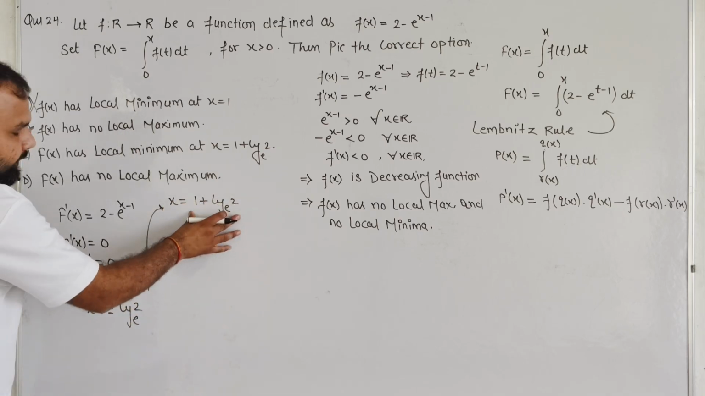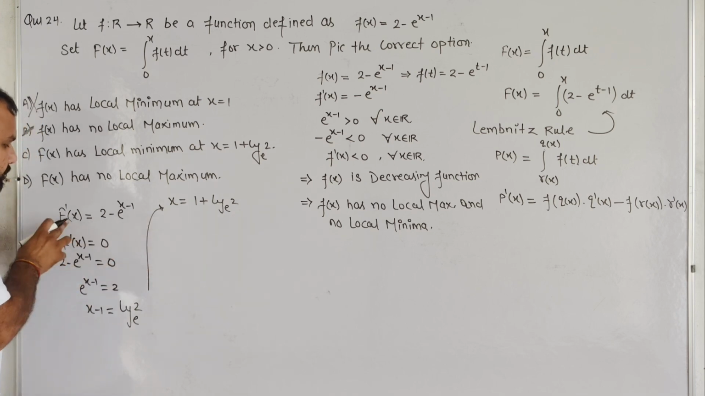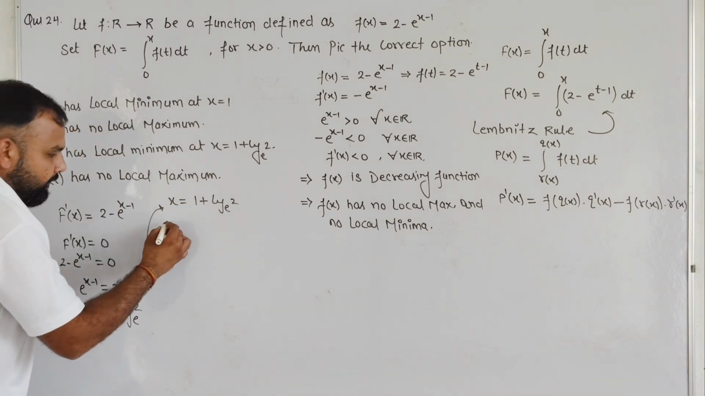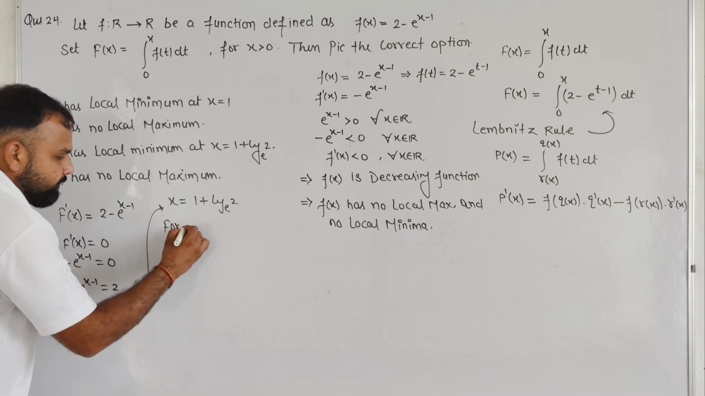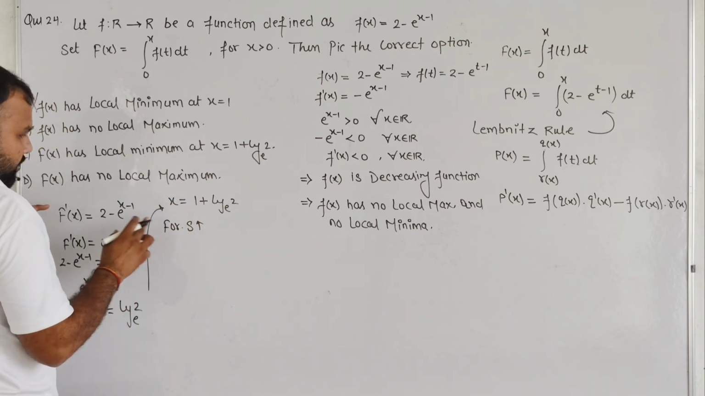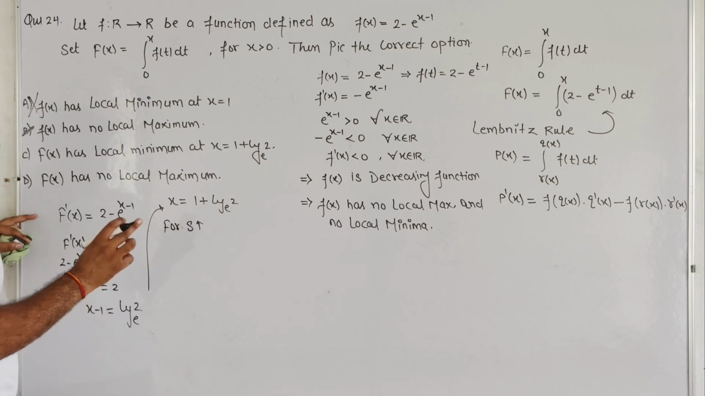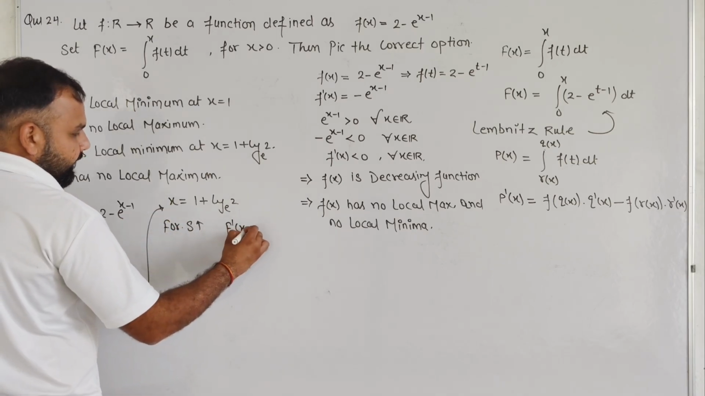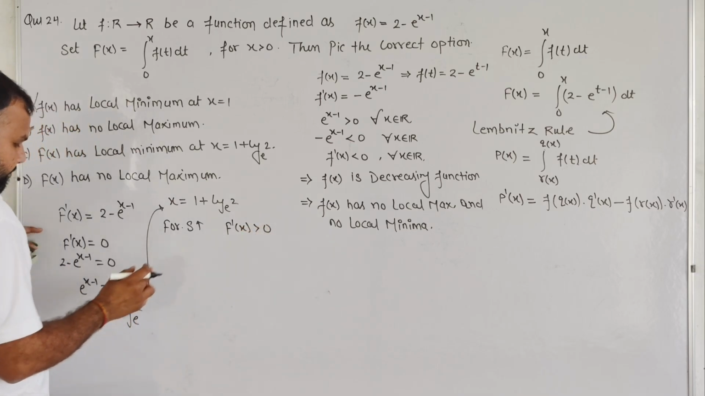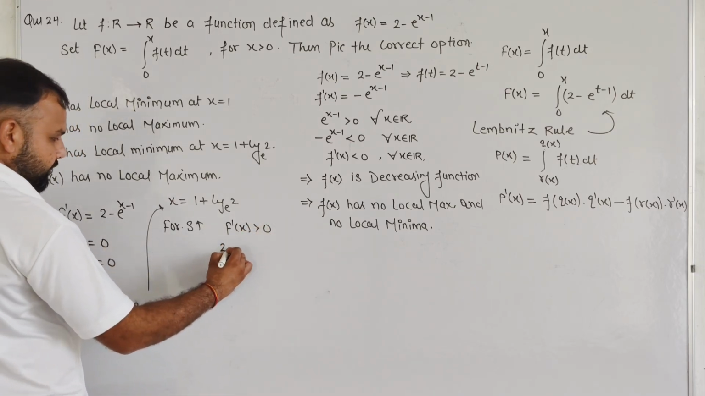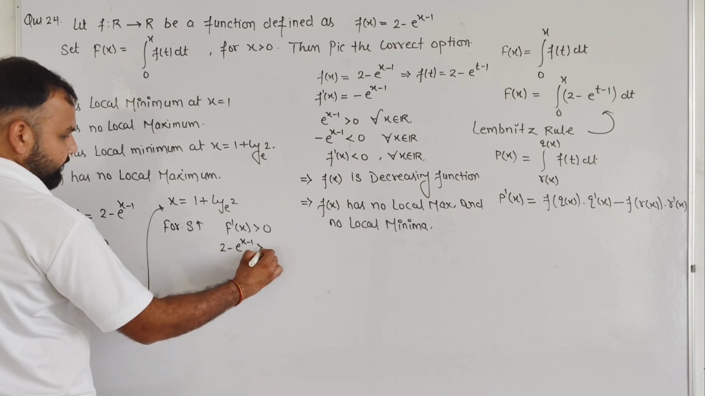Student, this is the point at which the derivative of this function equals 0. For strictly increasing and decreasing, you need to calculate: for strictly increasing, the derivative should be greater than 0. So student, basically you can write that f dash x is 2 minus e to the power x minus 1, greater than 0.